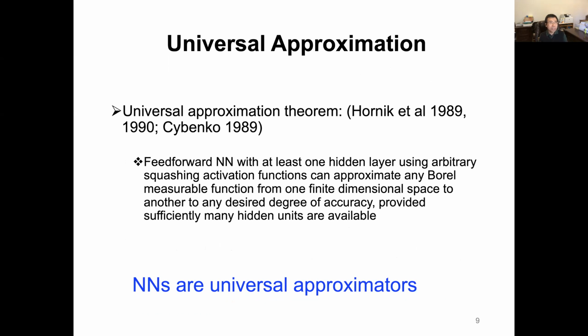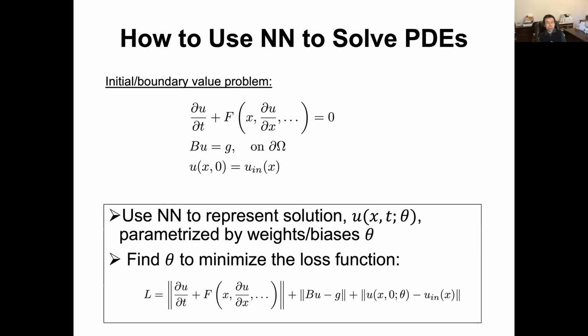Now, neural networks have the universal approximation property, which basically says that the functions encountered in the real world can be approximated by neural networks to any desired degree of accuracy. So neural networks are universal approximators. Now, how do we use neural networks to solve PDEs?